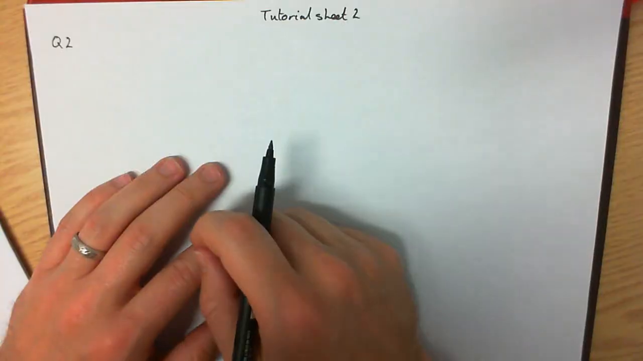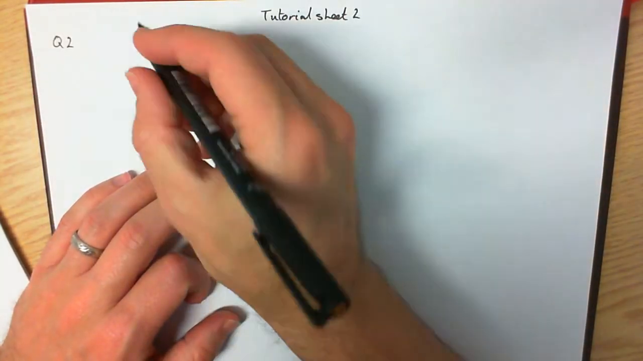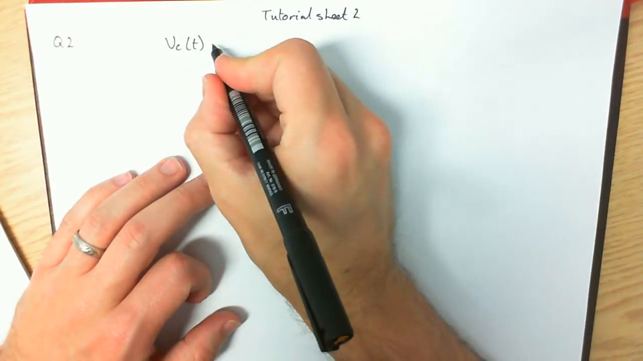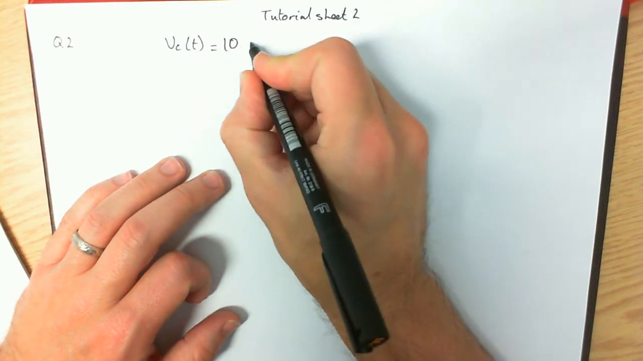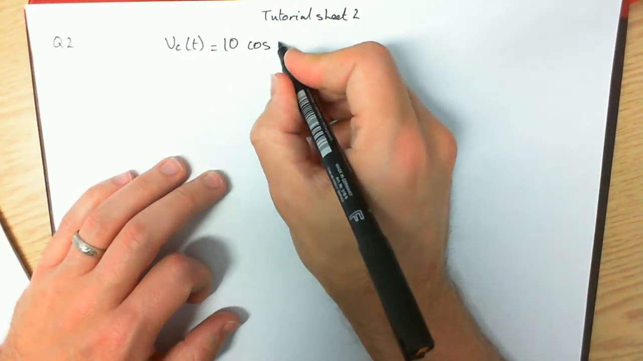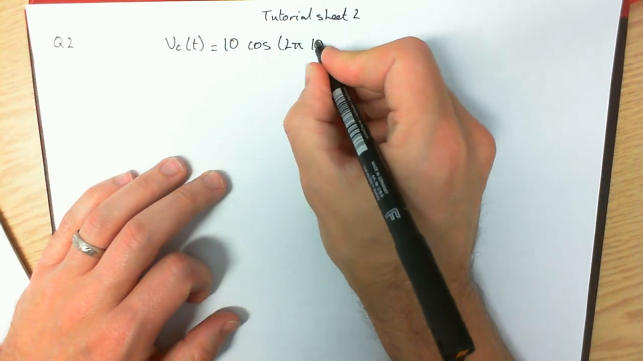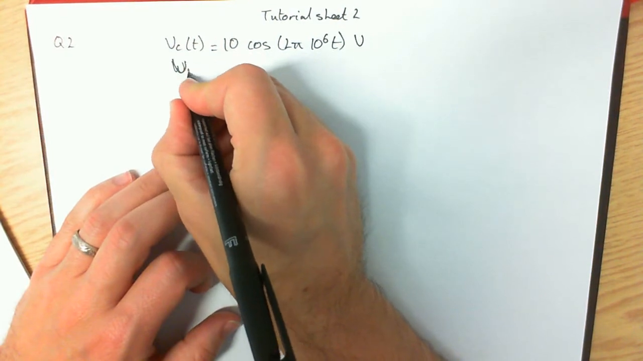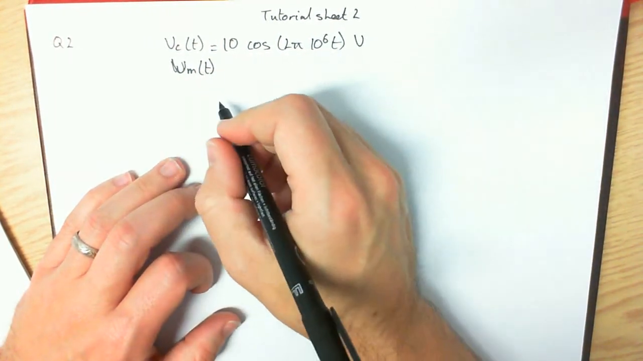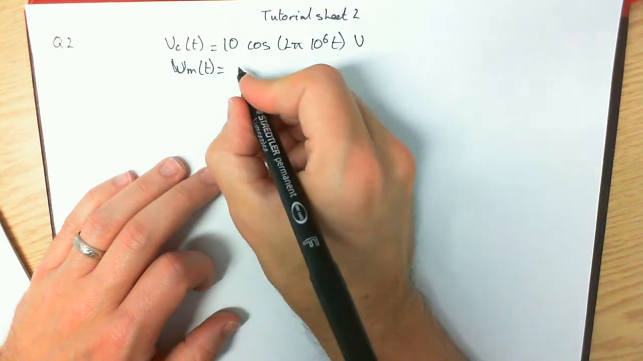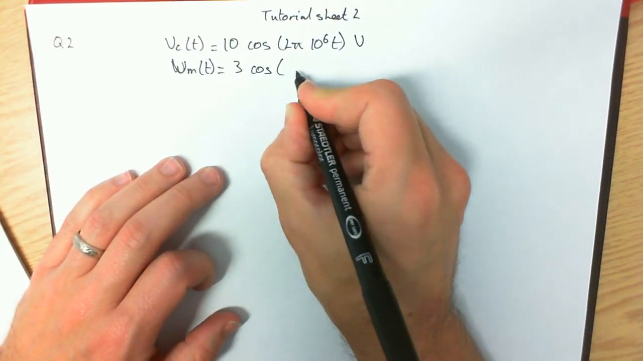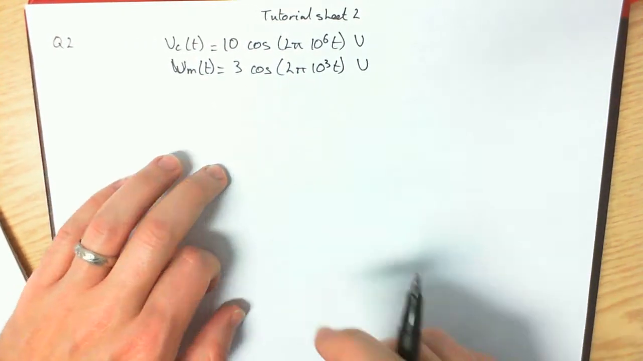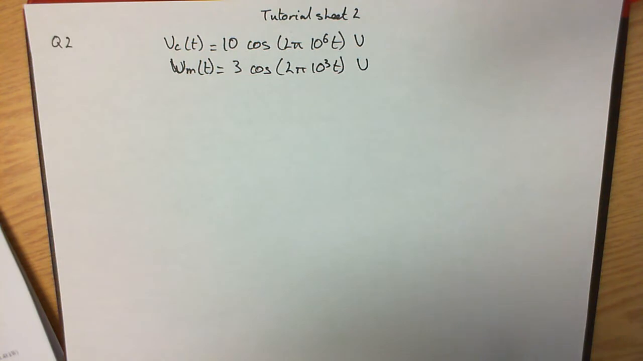So first thing we need to do is actually extract the information that's important to us. So we're given that the carrier voltage as a function of time is equal to 10 cos 2 pi times 10 to the 6 t volts. And that's our message. Voltage Vm of t is equal to 3 cos 2 pi 10 to the 3 t volts. So that's the information that we're given.